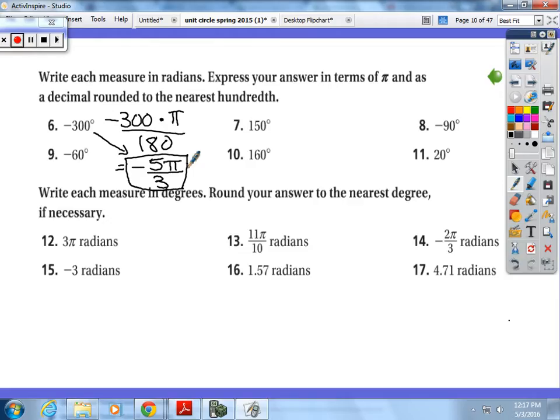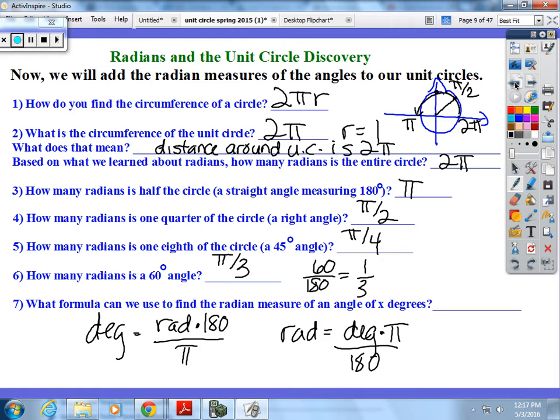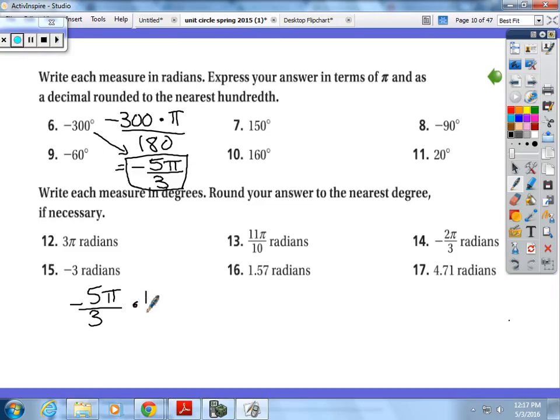Okay, so down here I'm not going to do one of these. I'm going to do a different one and let you do one. I'm just going to do this one backwards. So let's say I have -5 pi over 3 radians, and I'm going to use my formula. So I multiply radians times 180 divided by pi.